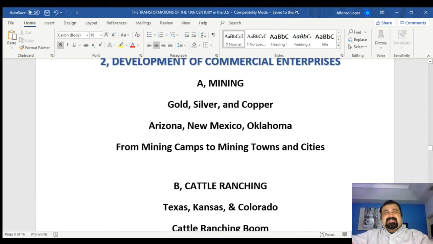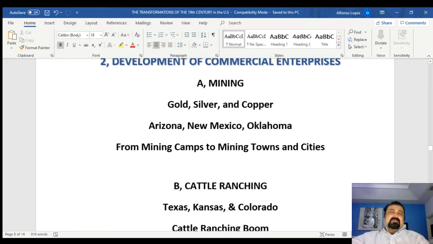One of the very first enterprises that are going to develop here, once again, by merchants, investors, landowners, and so on, is mining. Okay, there were significant amounts of mineral resources that were discovered in some of the western territories like Arizona, New Mexico, and Oklahoma, in terms of their silver, copper, and gold. And this is going to lead to the creation of mining camps. In New Mexico, for example, it was copper. In Arizona, it was silver. And in Oklahoma, it was gold.